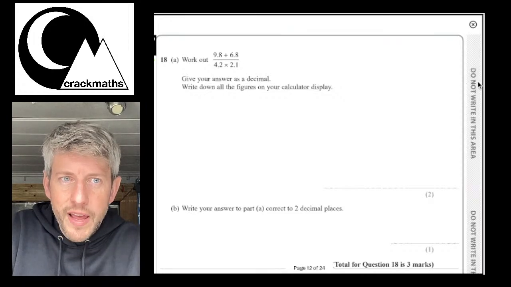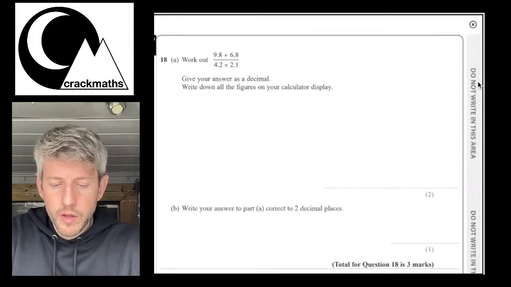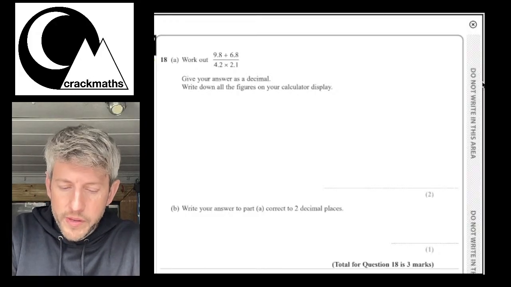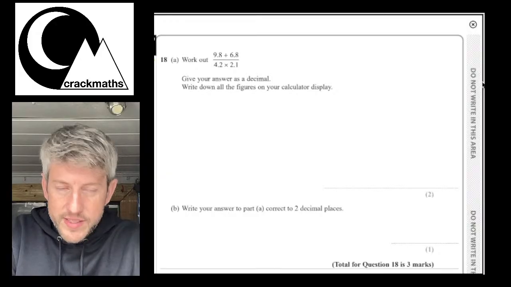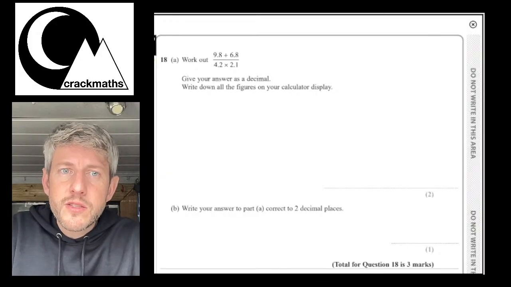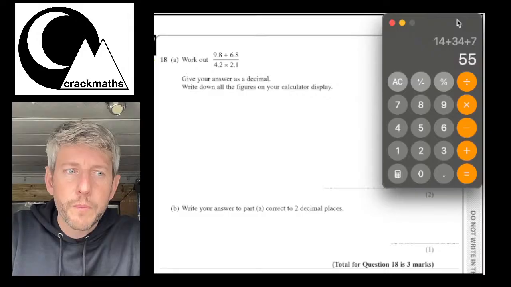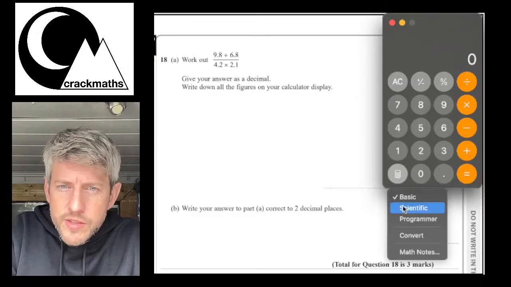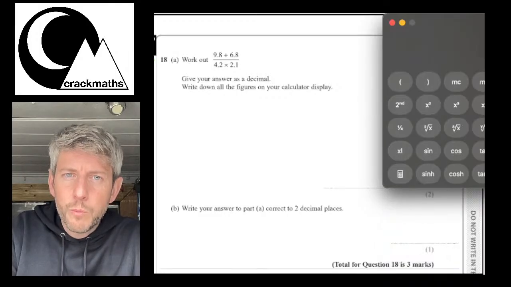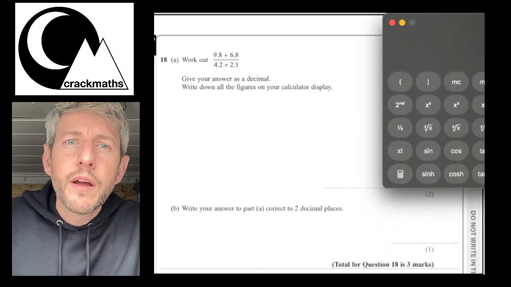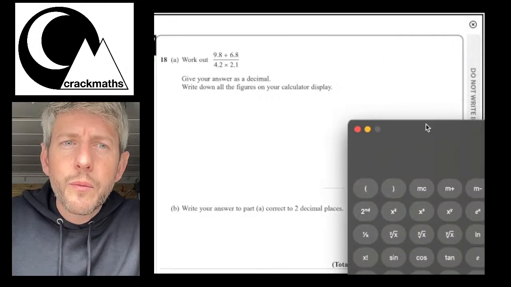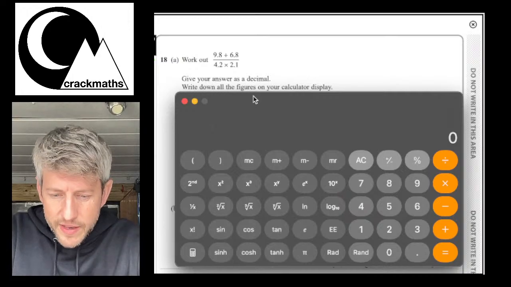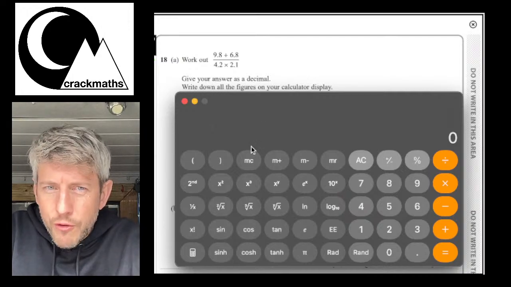Okay, question 18. Work out (9.8 + 6.8) divided by (4.2 times 2.1). Give your answer as a decimal. Okay, so this type of question is one that's very much helped by having a really good scientific calculator again. I'm just going to turn to the scientific calculator here. Oh my gosh, that's massive. Okay, let me put it here. Okay, and I'm going to show you how to type this in if you don't have a great calculator.